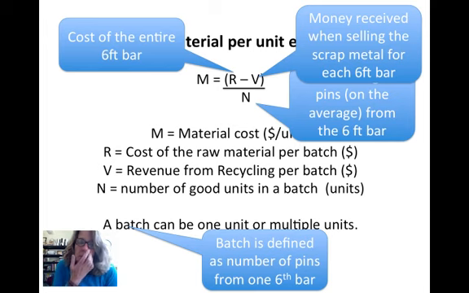Now you can see here on the bottom too, so in all of this we defined a batch as the number of pins from one 6-foot bar stock, and that's how we were defining the pins. Okay, so that's how you calculate dollars per unit. In this particular case, we'll look at a couple other cases because it's actually not really a cookbook approach. We will use this particular equation often, but we'll look at other methods of doing that.